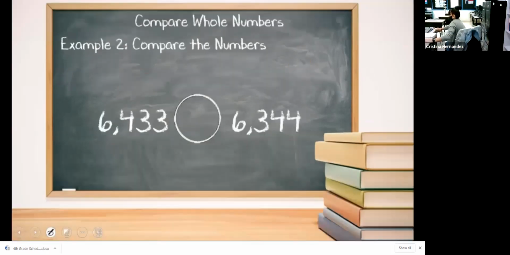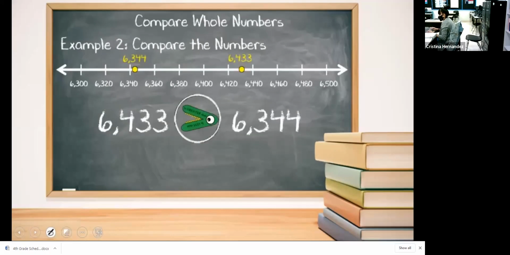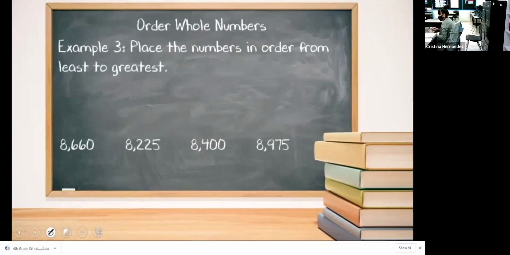All right. For example number 2, we want to compare 6,344 and 6,433. Let's think about the number line. Both numbers are in the 6,000s. If we look at the next place value, the hundreds place, one's in the 300s and one's in the 400s. So if we place them on the number line, 6,433 would be greater than 6,344.